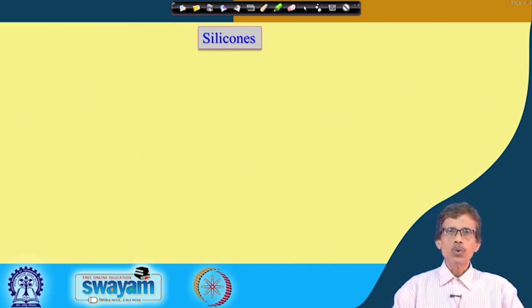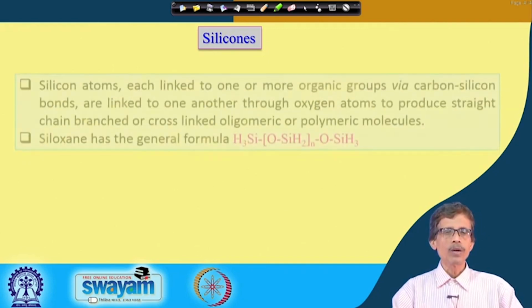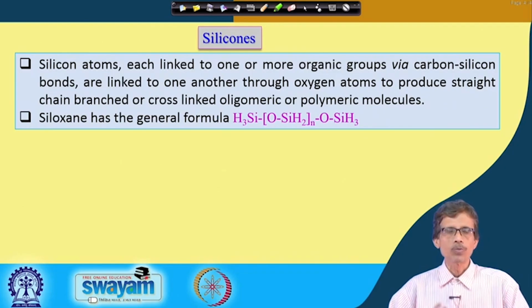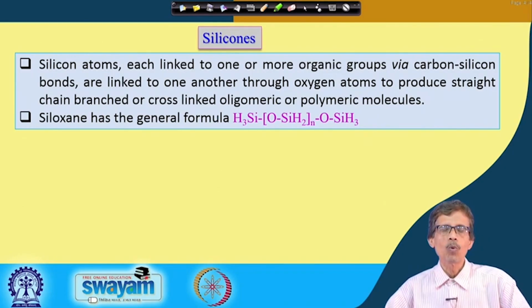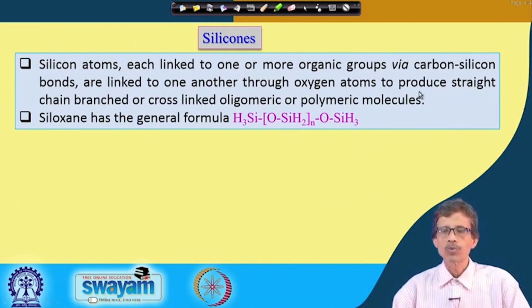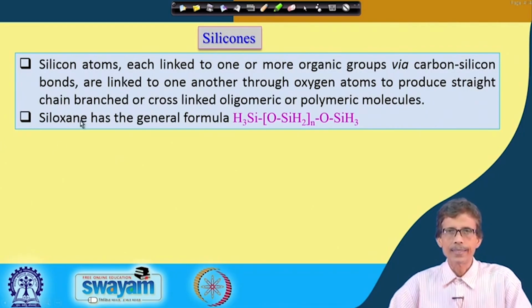Now, we move to silicones, the basic silicone molecules that we can have. So far we have talked about the silanes and all other substituted silane varieties. Now, we will talk about the silicones. So, like your acetone, we know that the silicone is also the corresponding variety where the carbon centers are replaced by silicon centers. So, the silicon atoms, each linked to one or more organic groups via carbon silicon bonds, are linked to one another through oxygen atoms also to provide a straight chain.